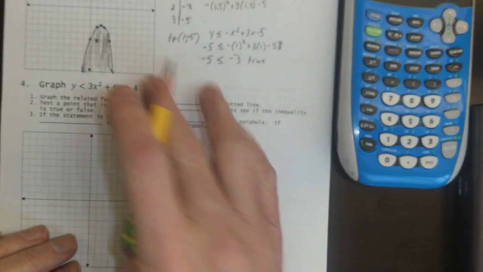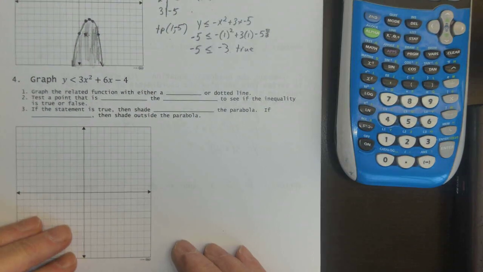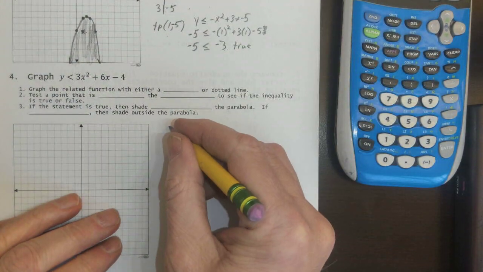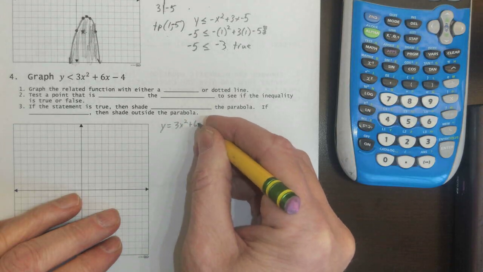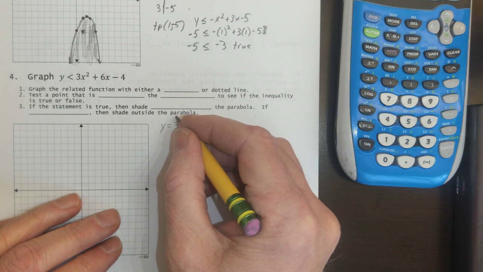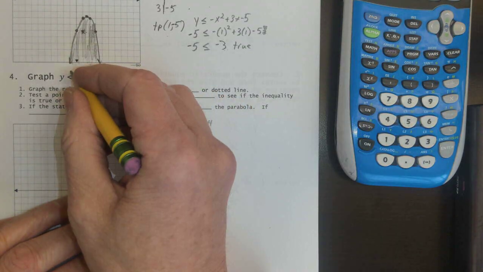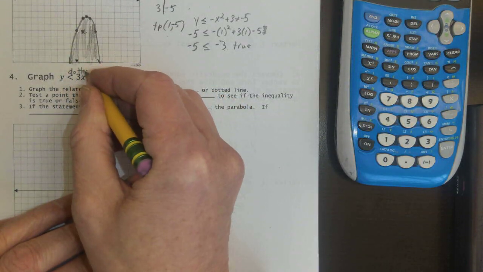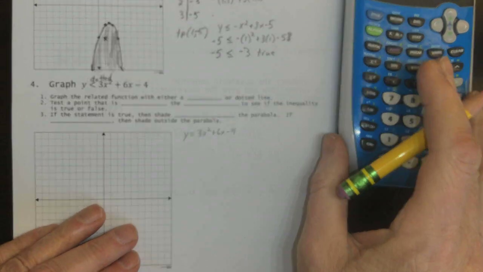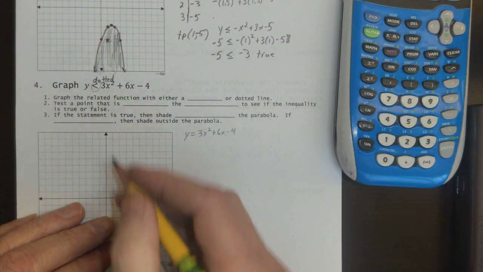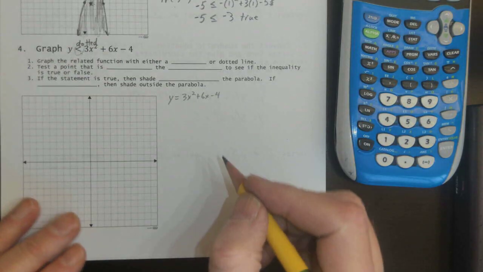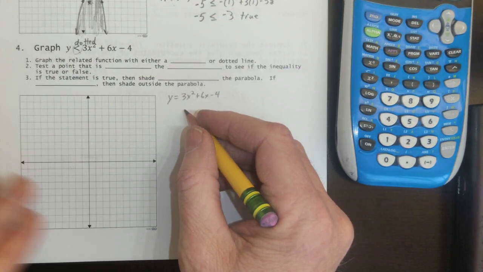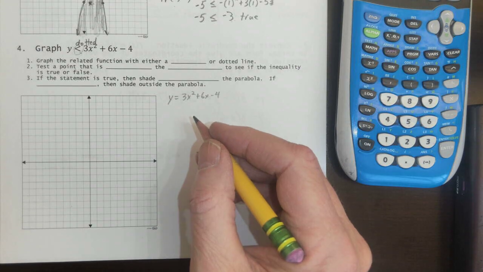Okay. I've already filled out the same thing up here, so I'm not going to go through that again. But y equals 3x squared plus 6x minus 4 is the related function. Let's see if I remember to do this when it's time to draw it. But it's a dotted line. This one's going to be dotted. There's no line under it. If the line's under it, it's solid. If the line is not under it, it's dotted. Okay. So y equals 3x squared plus 6x minus 4.